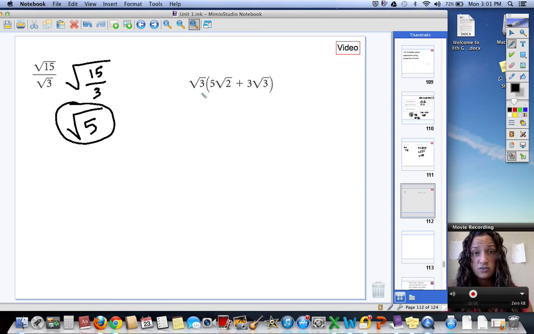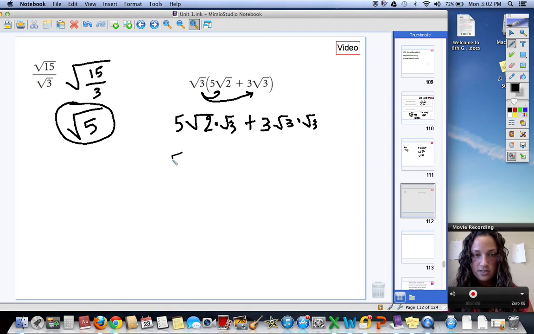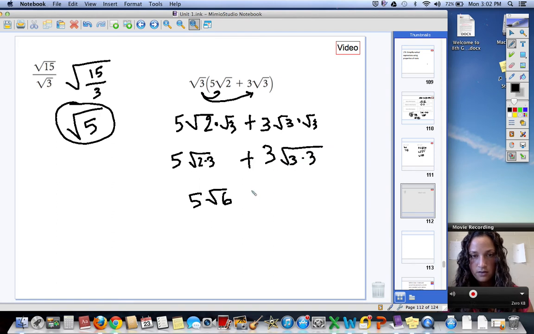So here, this is just distributing, except we're distributing a square root, or a cube, whatever. So I have 5 root 2 times root 3 plus 3 root 3 times root 3. So remember, this is going to be 5, 2 times 3, which would be 5 root 6, plus this is going to be 3 times 3 times 3. 3 times 3 is square root of 9, but what I notice here is I know the square root of 9, and I know that that is 3. So this is going to be 3 times 3.